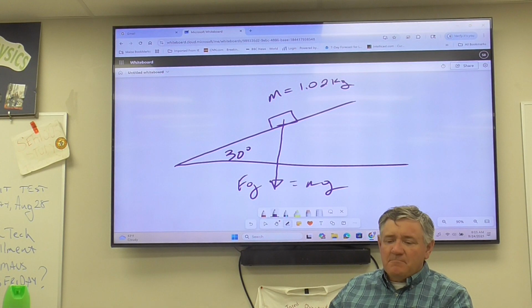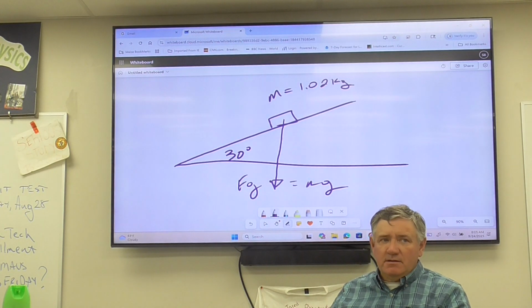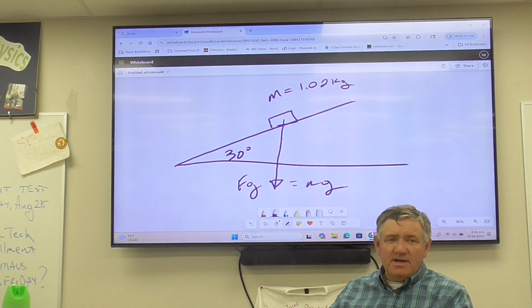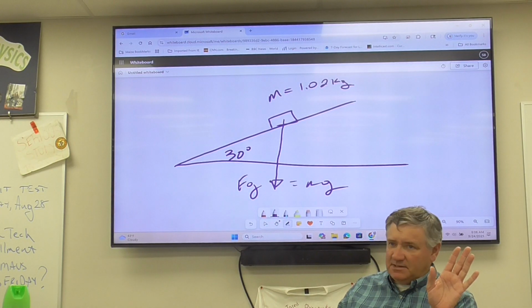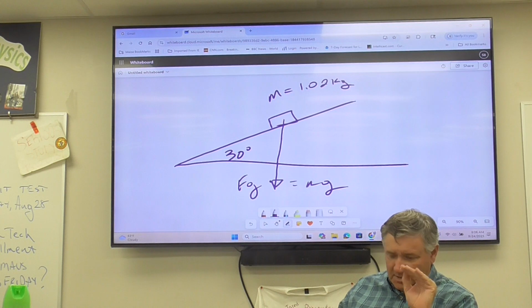Do not make this a negative number. This is just a gateway value of force, okay? This is just straight up, get the number. Do not make Fg negative. It's just going to make things much more complicated later on. Just get the number, okay?